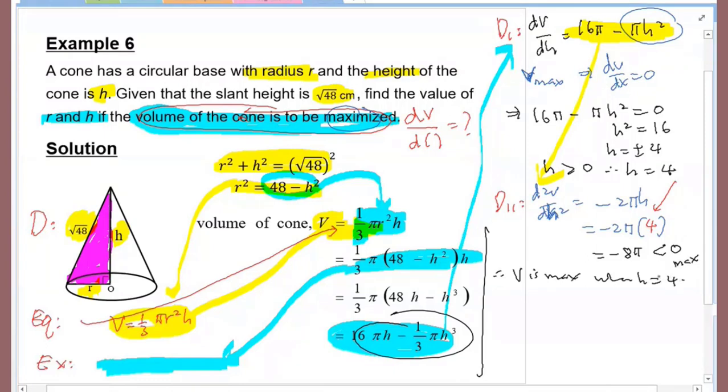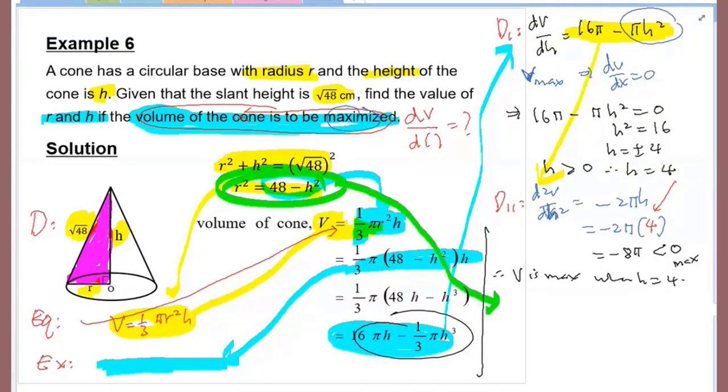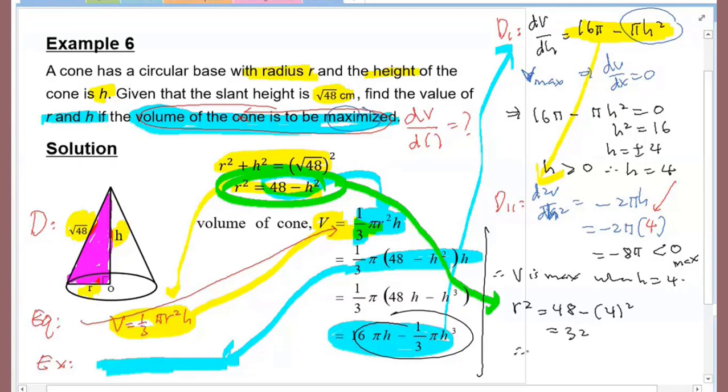And now find R. To find R, take this relation here. Find R. R square equals 48 minus 4 square. Then calculate 48 minus 16. And R equals what?